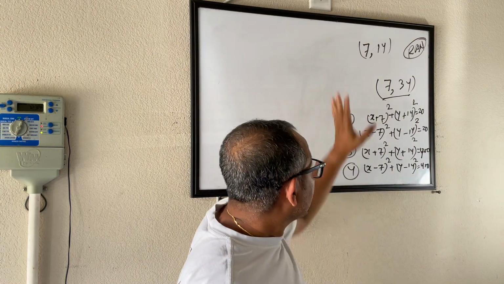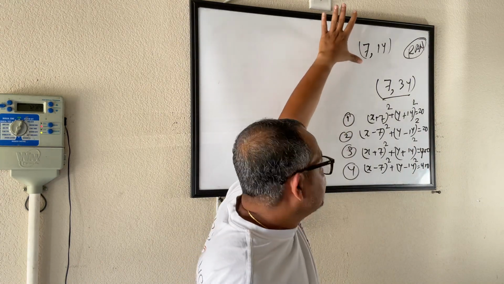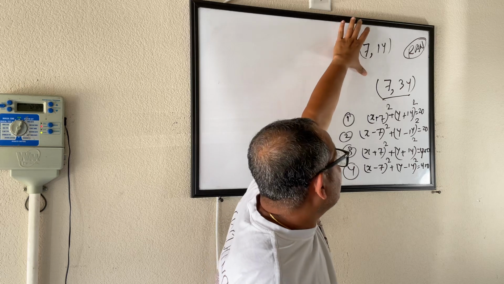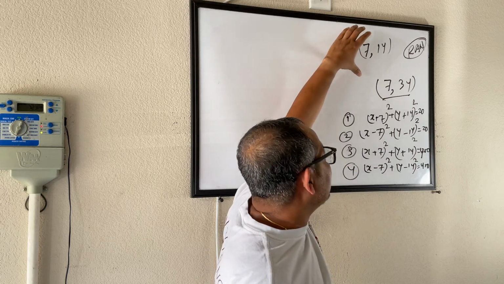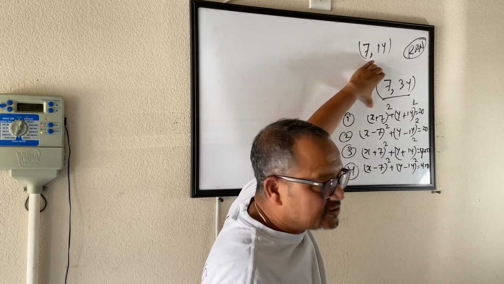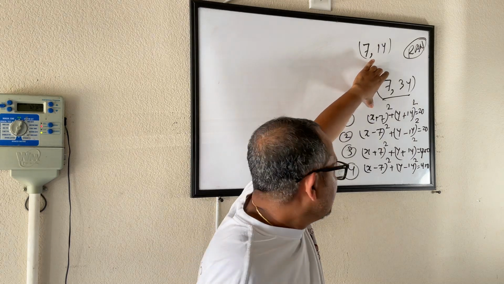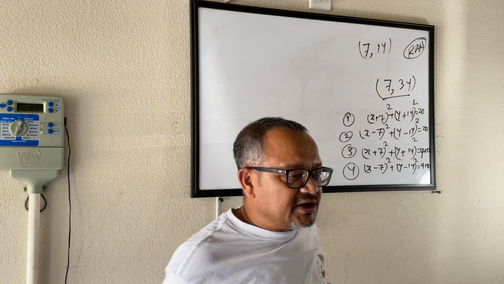So here, one last time, this question says that a circle in the xy plane has its center here, and this is a point on the perimeter of the circle. Which of the following is the equation of the circle?